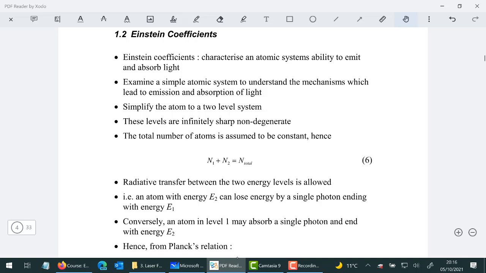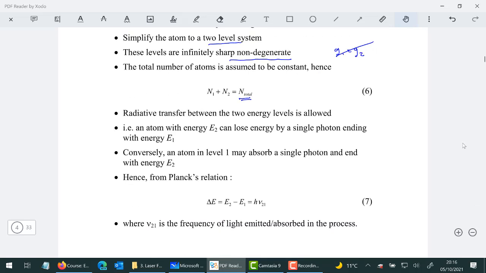The Einstein coefficients tell us something about how easy or how quickly it is that atoms can move between, or make the transitions between energy level 1 and energy level 2. So just dealing with a simple two-level system, the energy levels are infinitely sharp and non-degenerate. So in other words, G1 is equal to G2, so we don't have to worry about degeneracy. The total number of atoms is fixed, and we are allowed to make radiative transfers between those two energy levels. In other words, we can absorb a photon and we can emit a photon.